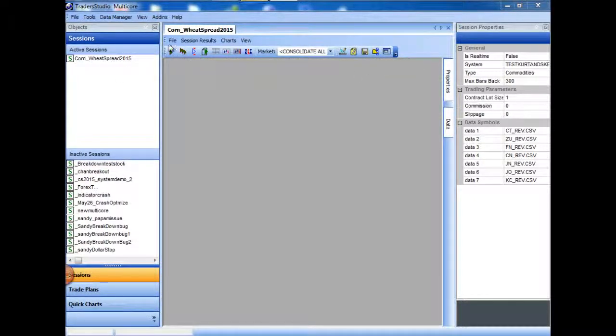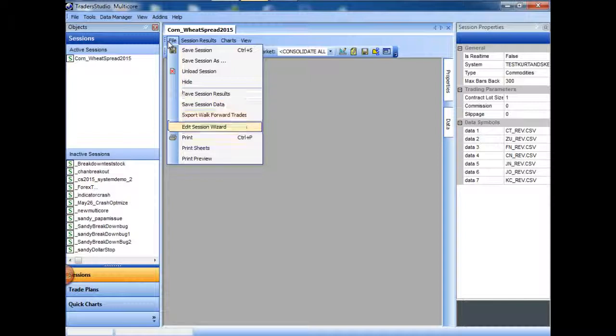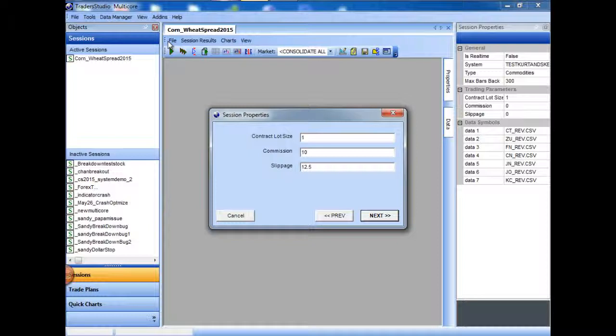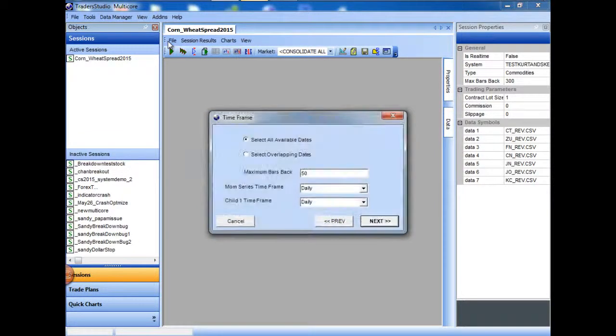In order to set up the corn-wheat spread, it's very simple. We'll go into the editor window so we can just show you how easy this was to set up. We named it corn-wheat spread. We selected code, which I'll show you later in more detail, which is our corn-wheat spread code. Lot size 1, commission, slippage.